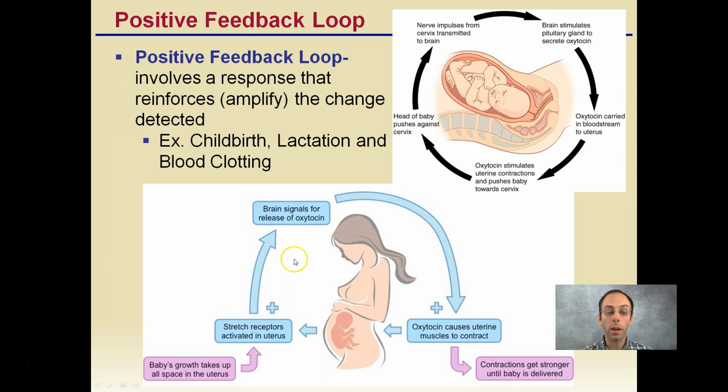Keep in mind we're amplifying the signal. Stretch receptors are activated in the uterus as the baby's growth takes up larger space in the uterus. This will then signal the brain to release a hormone, oxytocin. This then will cause the uterine muscles to contract. Contractions will get stronger until the baby is delivered. We have this positive feedback, this building or amplification of the signal occurring. So hopefully that gives you a little bit of background on the difference between negative feedback loops and positive feedback loops.